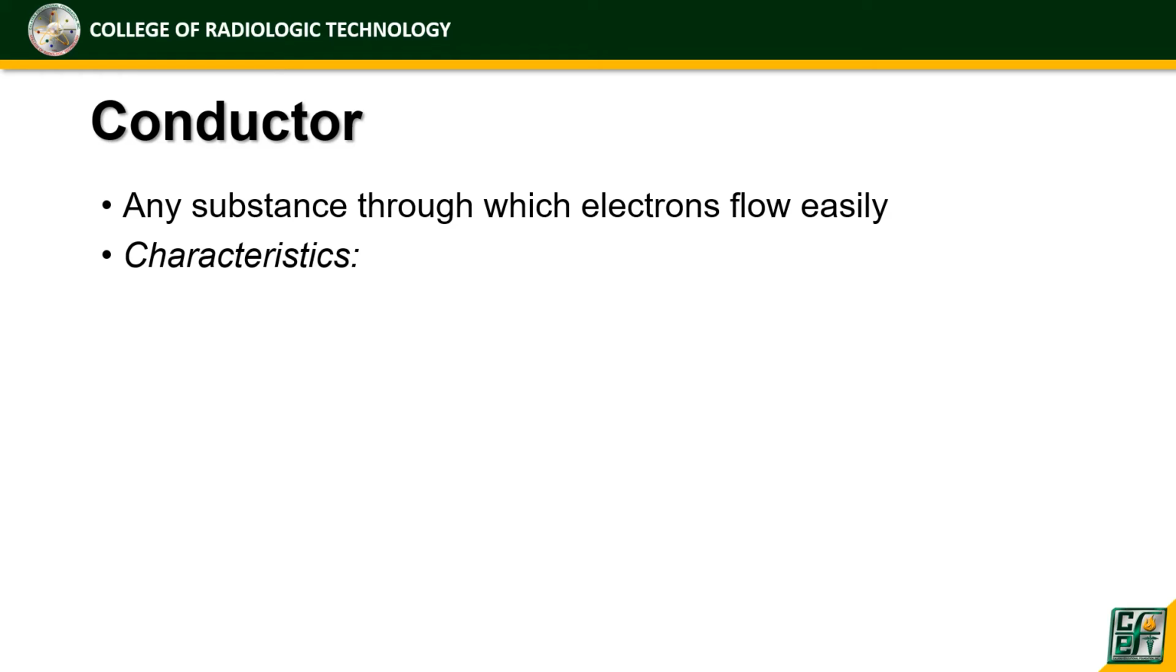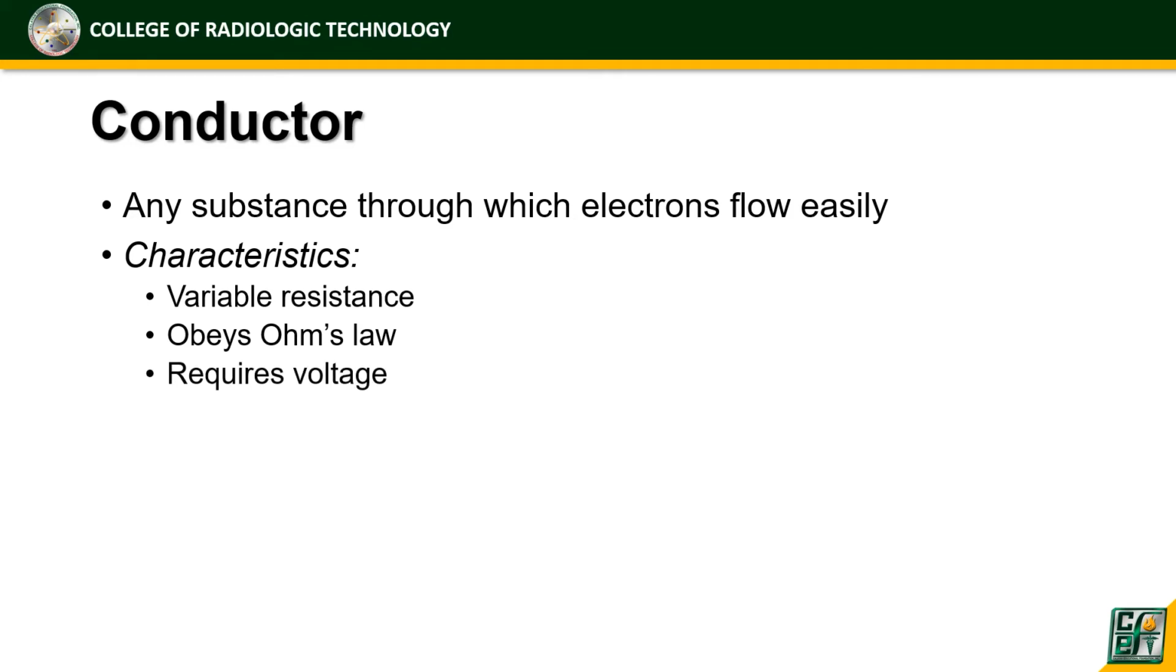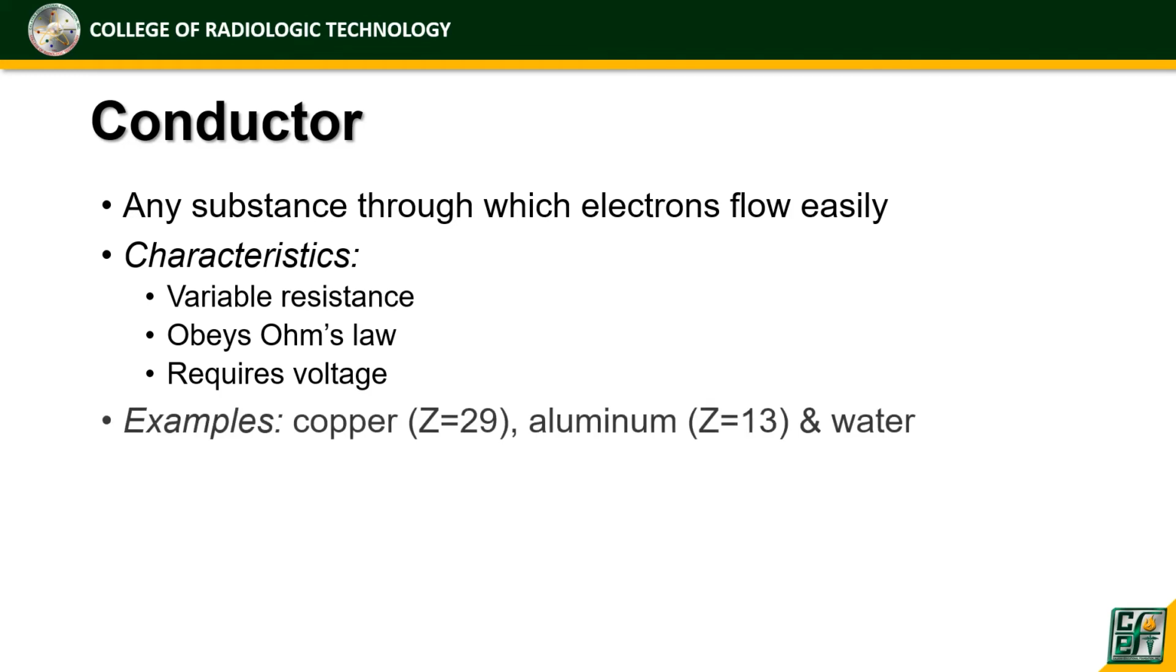So anong characteristic niya? The characteristic of a conductor, so variable ang kanyang resistance. Okay? It obeys the Ohm's law. Mamaya alamin natin kung ano ba yung Ohm's law. And then it requires, of course, electric potential or voltage. So examples of a conductor are copper, aluminum, and water. Okay, so yan yung conductor.